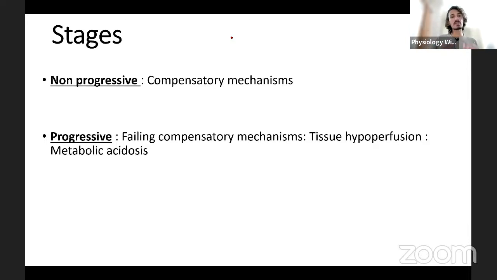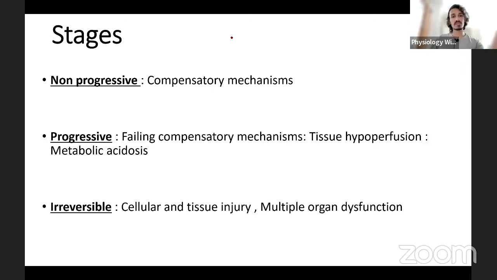When they start failing, what happens? Tissue perfusion is not adequate. As a result, hypoperfusion will result in metabolic acidosis, lactic acidosis, and so on. That is what happens in the progressive stage. And then it goes into an irreversible stage. By that point, cellular injury has happened and multiple organ dysfunction sets in. It is irreversible. Even if you give a blood transfusion and try to bring the patient back up, eventually the patient is going to die.